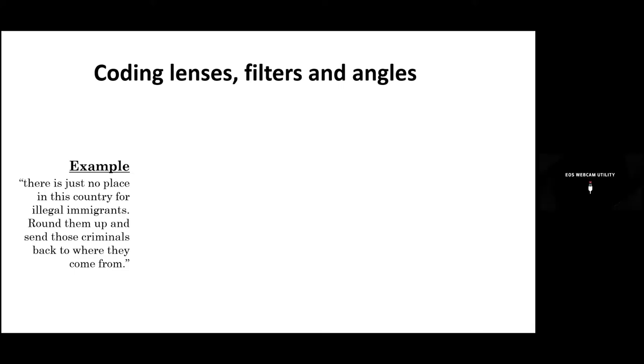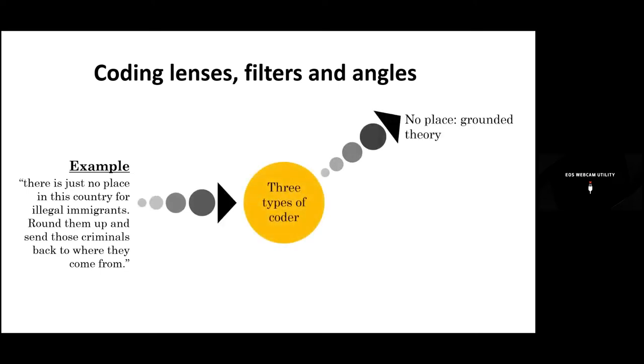So the context of this was that one person was doing a study on immigrants. So it is regarding the immigrants. Now there are three types of coder. If I am a coder guided by a grounded theory belief, then I'll focus on the words that there is no place. So that is using a grounded theory approach.